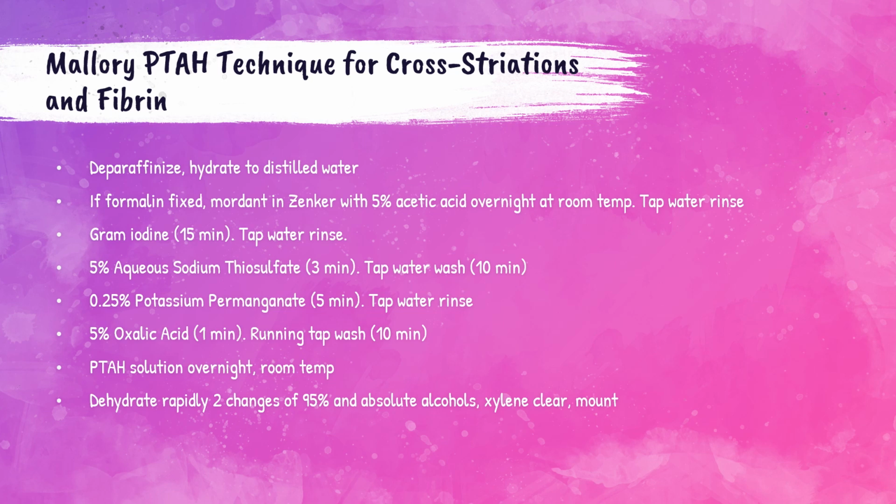After this 5-minute time interval, rinse it in tap water. Then place the tissue in 5% oxalic acid for 1 minute. And after this 1-minute time interval, wash with running tap water for 10 minutes. After that 10-minute period, place in the PTAH solution overnight, keeping it at room temperature. The tissue then needs to be dehydrated rapidly with 2 changes of 95% and absolute alcohols, cleared with xylene, and then mounted with a synthetic resin.